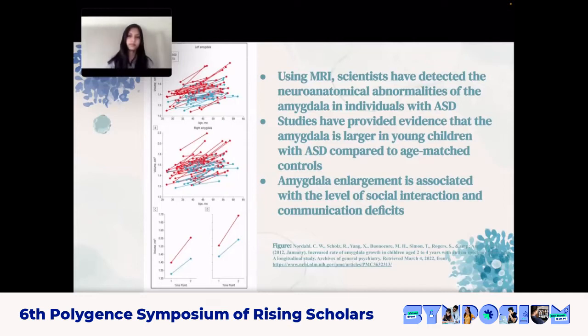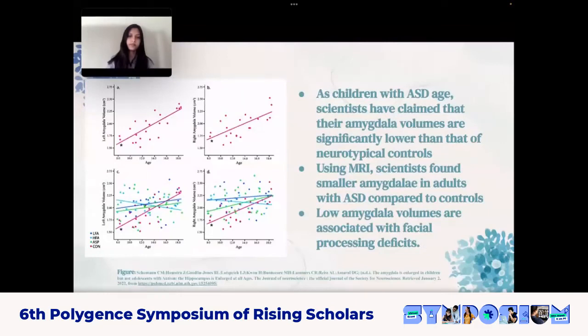One study specifically explained that the ASD group exhibited larger volume right and left amygdalae by about 14 and 12% respectively. It has also been reported that amygdala enlargement is positively correlated with the level of social interaction and communication deficits. However, using structural MRI scans, scientists have also claimed that as children with ASD grow older, their amygdala volumes end up being significantly lower than that of neurotypical controls.